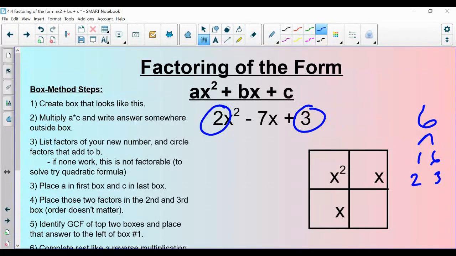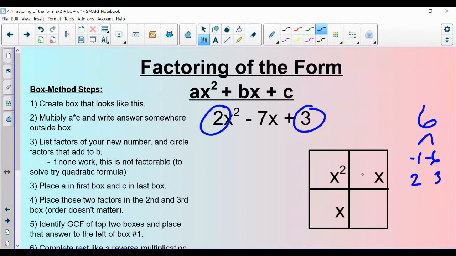So this one isn't very tricky. Hopefully you see that if the 1 is negative and the 6 is negative, they would add to negative 7. Also, they multiply to positive 6. So that is going to be the correct terms.